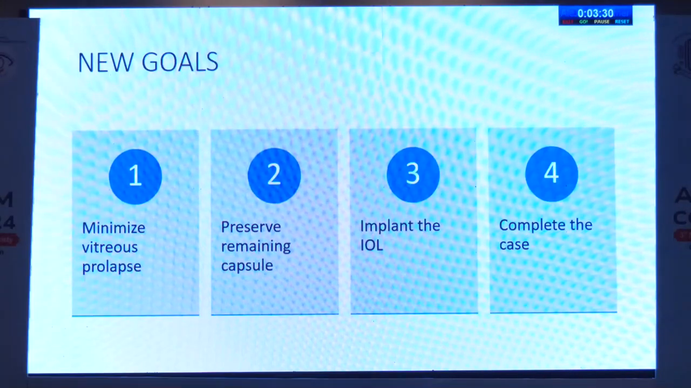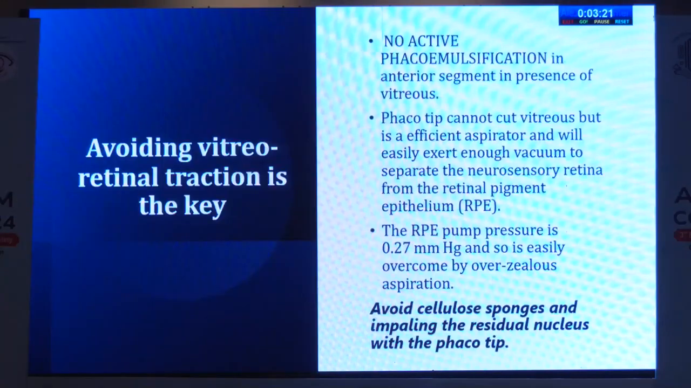So now we have a new set of goals. You have to minimize the vitreous prolapse, preserve the remaining capsule, implant the IOL, and complete your case. So the key here is avoiding the vitreoretinal traction, because our phaco tip is a very good aspirator. It's not a cutter.